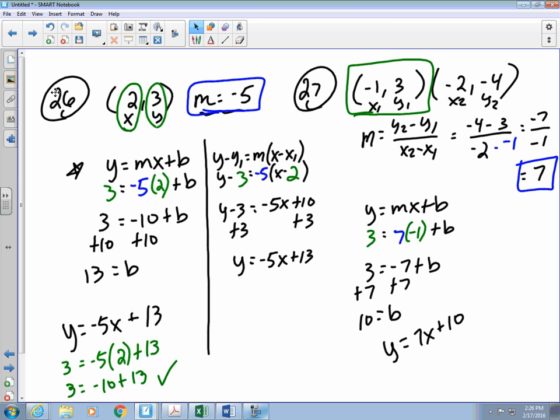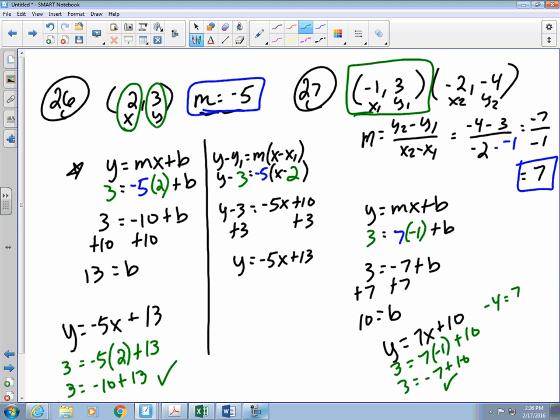Is this correct? Well, both of these ordered pairs should work. So when I put in -1, I should get 3 out. And you do, because that's -7 plus 10, which is 3. Check. And it should also work for the other one. So when I put in -2, I need -4 out. So 7 times -2 plus 10. Does that work? This would be -14, and -14 plus 10 is -4.